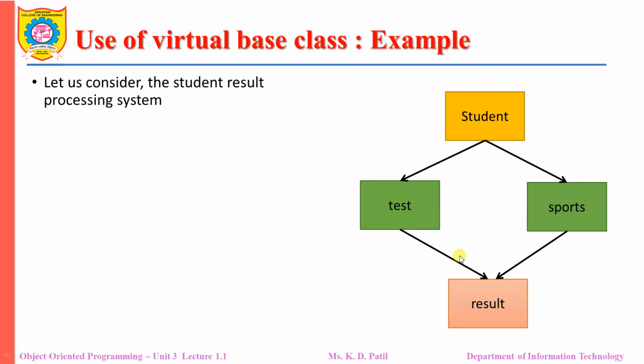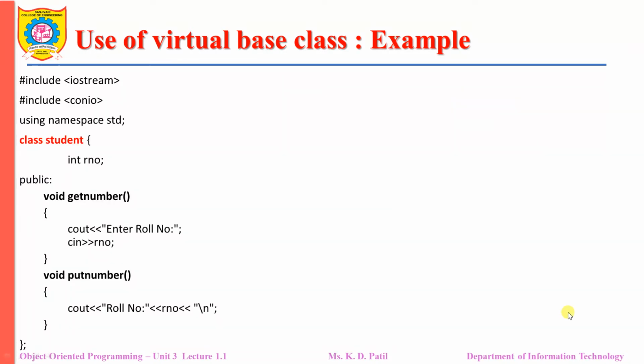Okay, so while calculating the final examination marks of a student, we have to consider the test marks also, and some additional weightage is given for the sports marks. Okay, so by combining these two marks, the result of that respective student will be declared. Now let us see how it will work.